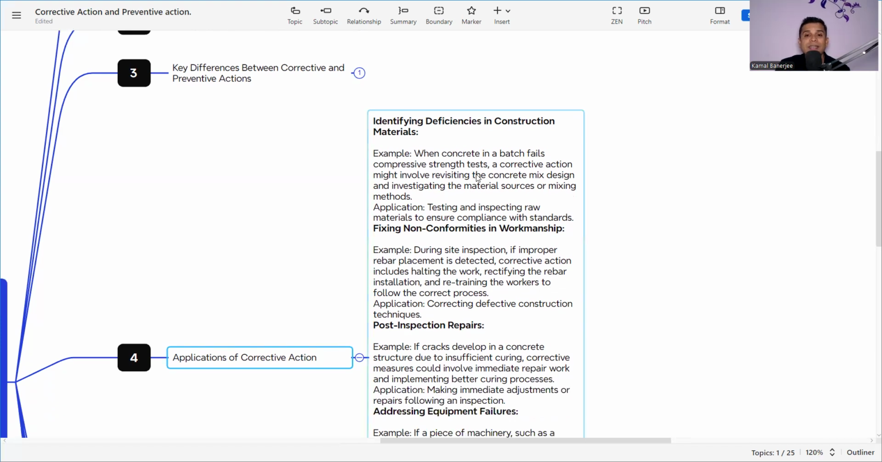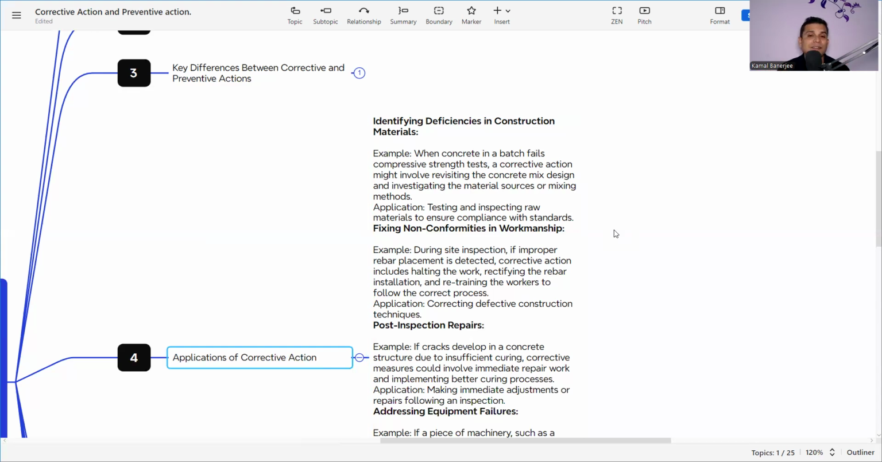When concrete in a batch fails the compressive test, a corrective action might involve revisiting the concrete mix design and investigating the material sources or mixing method, and the testing and inspection of raw materials to ensure compliance with standards. So it is identifying the deficiencies in construction material, because without the material we cannot make the concrete. It is the main ingredient of any project or any services.